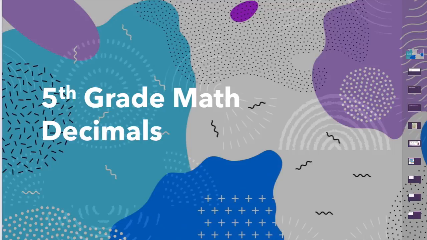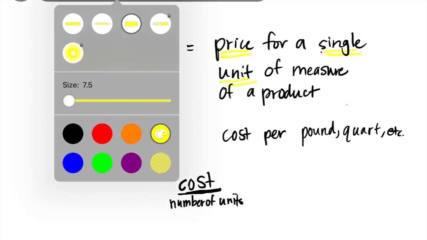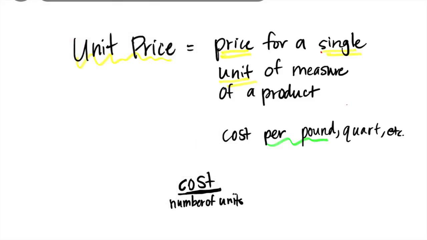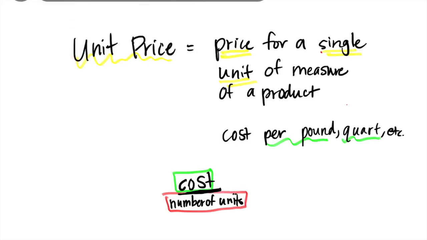In this unit, we will look at finding the unit price of an item with dividing decimals. Okay, so when we're talking about the unit price of an item, we're talking about the price for a single unit of measure of a product. So you might think about the price per pound, price per quart, and the way that we find this is we take the total cost and we divide that with the number of units being sold. And this gives us our unit price.